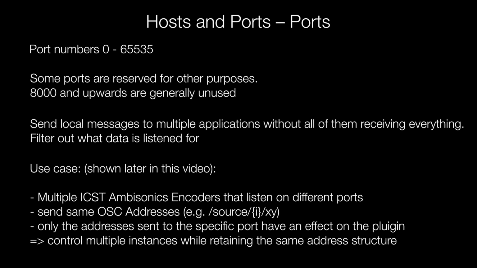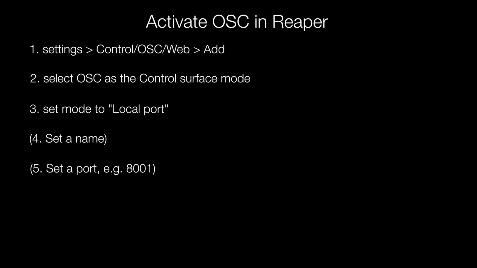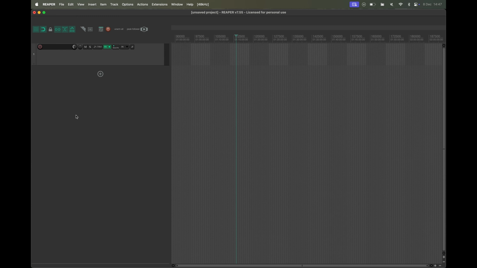Even though the port numbers range from 0 to 65,535, it is generally advisable to use ports starting at 8,000. To establish communication between the ICST Ambisonics plugins and Reaper, we first need to activate it.